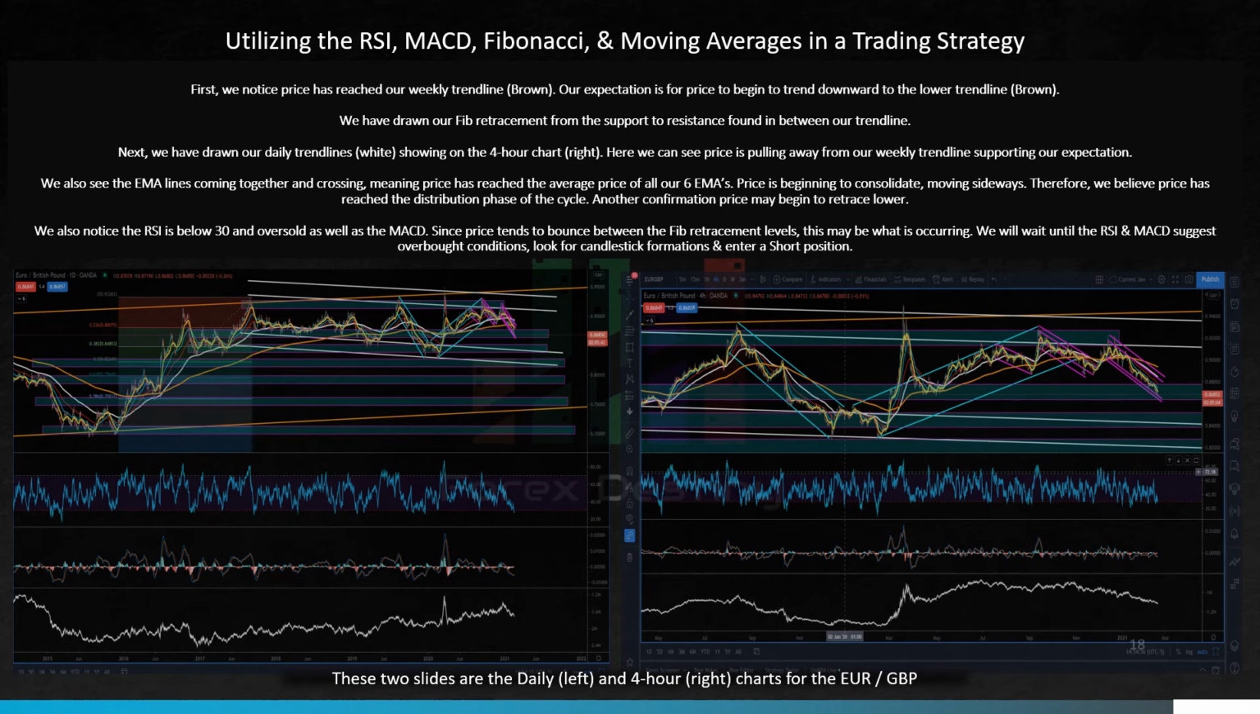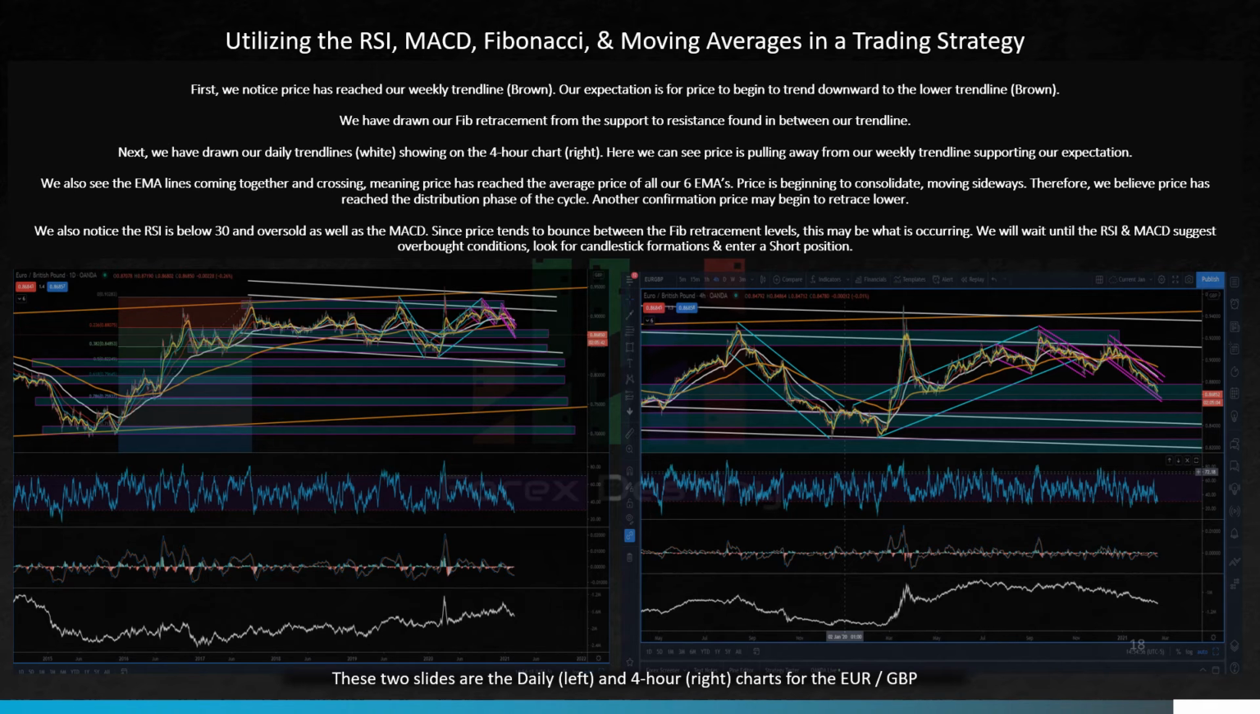Now let's take a look at a chart utilizing the RSI, the MACD, the Fibonacci, and the moving averages in a trading strategy. First, we notice that price has reached our weekly trend line drawn in brown, and our expectation is for price to begin trending downward towards the lower trend line drawn in brown in the longer term. We have drawn our Fibonacci retracement from the support to the resistance found in between our trend line of the most recent uptrend in price.